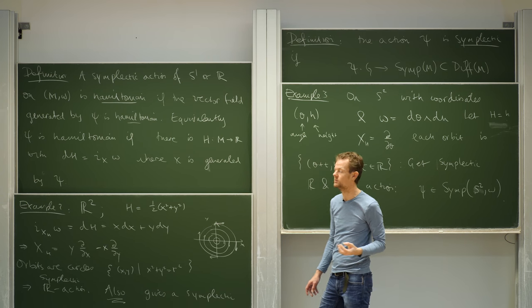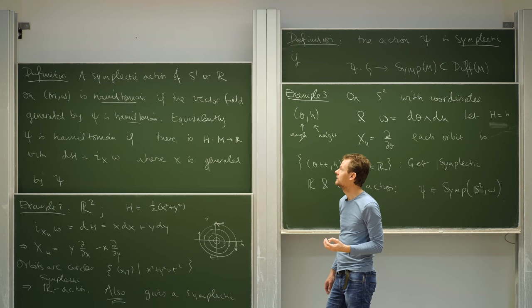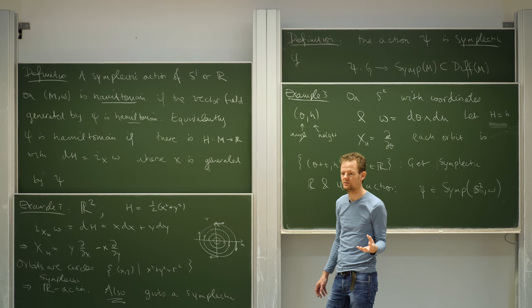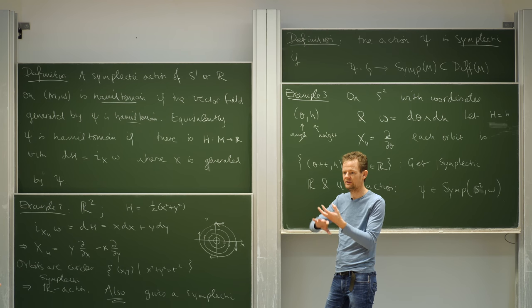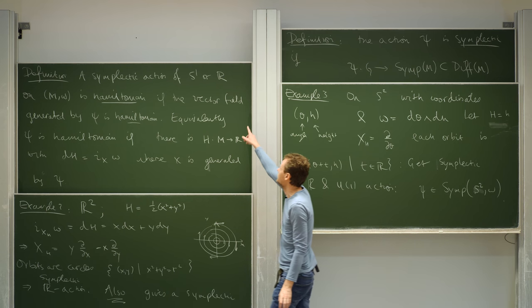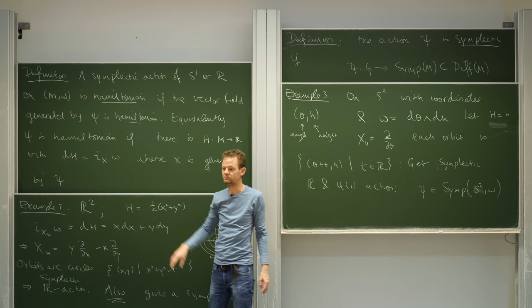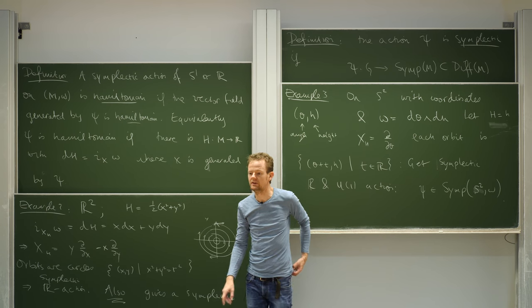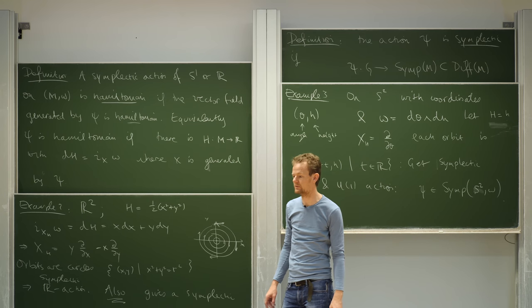So we saw in the previous lecture that for lots of symplectic actions on symplectic manifolds, the integral surfaces sort of break down to copies of S1 and R. So there are no other possibilities if you want to think about time acting on the manifold.